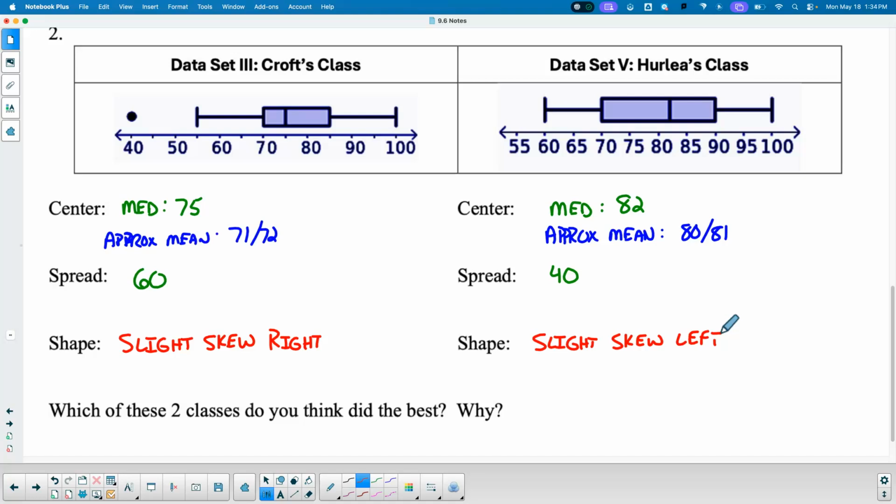Which class did better? Why? So it's got a higher median, right? It's got a higher average. Yeah. Okay. Its lowest of the lows was 60. If you take out that 40, the lowest down here, then it still is 55, so it's got a higher low. Yeah, I definitely go with Herlea's.